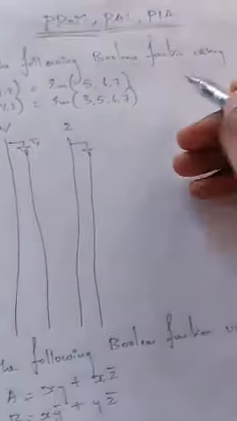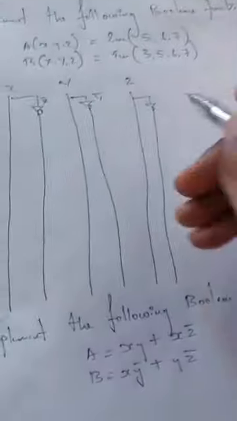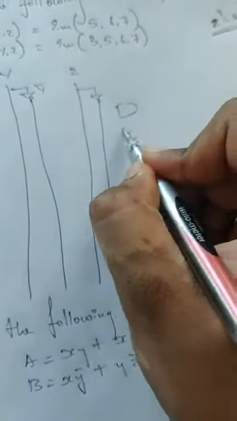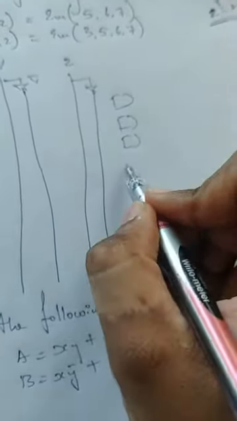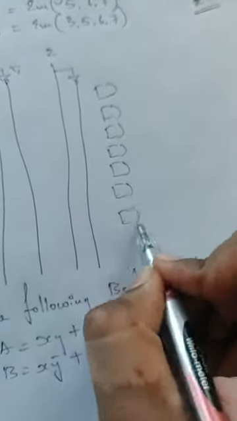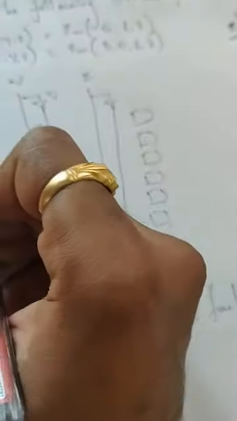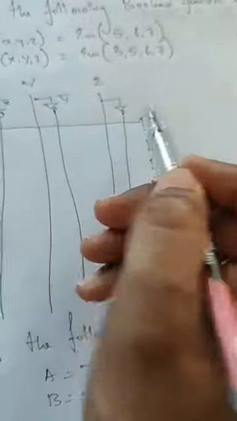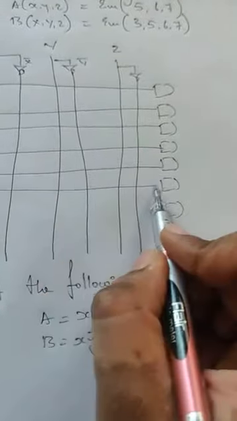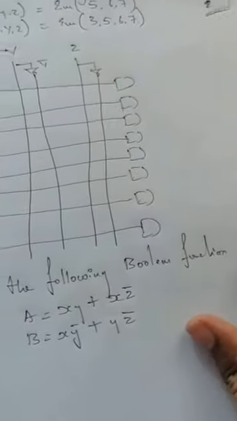How many AND gates do we come across when we have three variables? 2 to the power 3 is 8. So 8 AND gates. Write 8 AND gates here: 0, 1, 2, 3, 4, 5, 6, 7. So write 8 horizontal lines. I'm not going to write the same thing again and again in every problem. So look clearly.